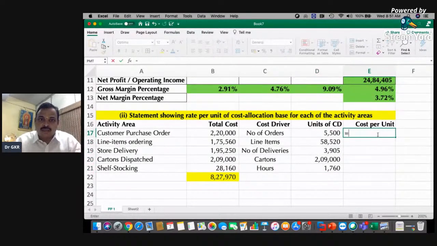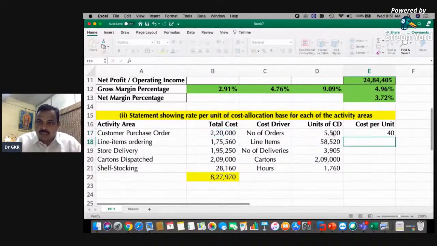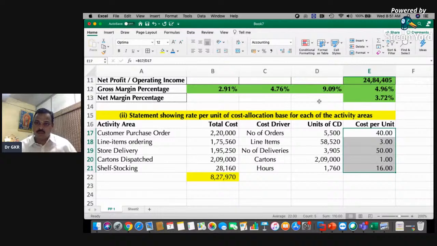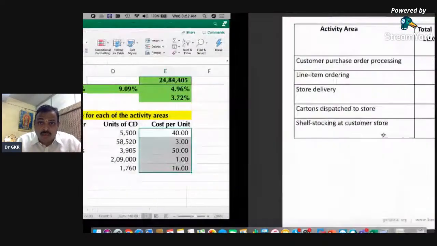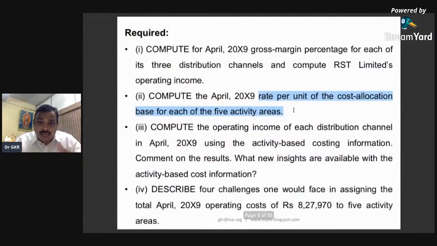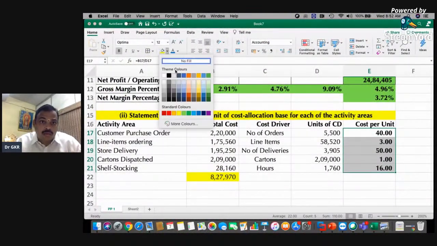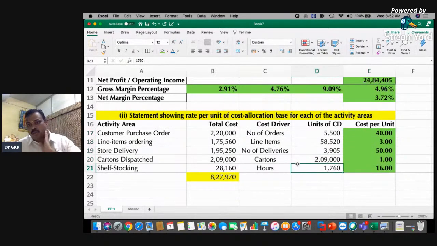Now cost per unit is very simple. So 2,20,000 divided by 5,500. So 40 rupees. This is your cost driver. So 40 rupees, 3 rupees 50 per delivery, 1 rupee per carton, and 16 rupees per hour of shelf stocking. And what is your question? Your question is rate per unit. So this is your green color. This is your answer. So 40 rupees, 3 rupees 50, 1 rupee, 16 rupees per unit.